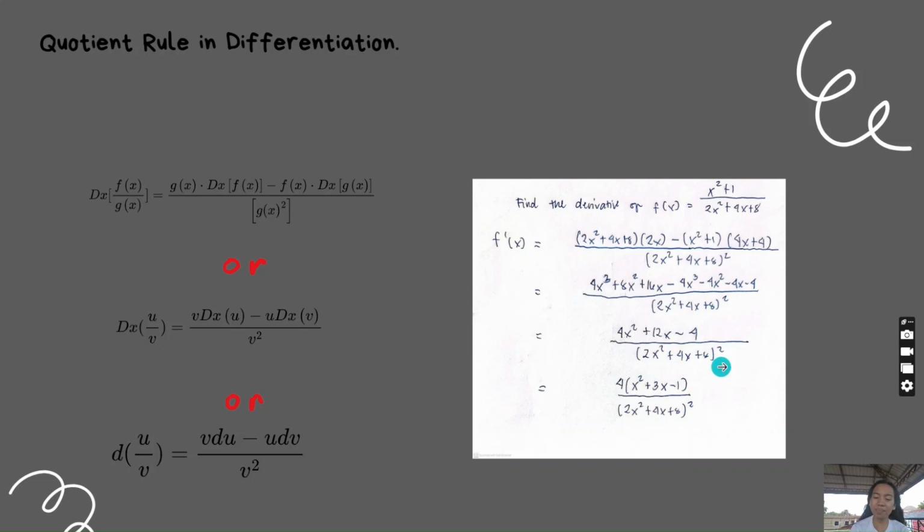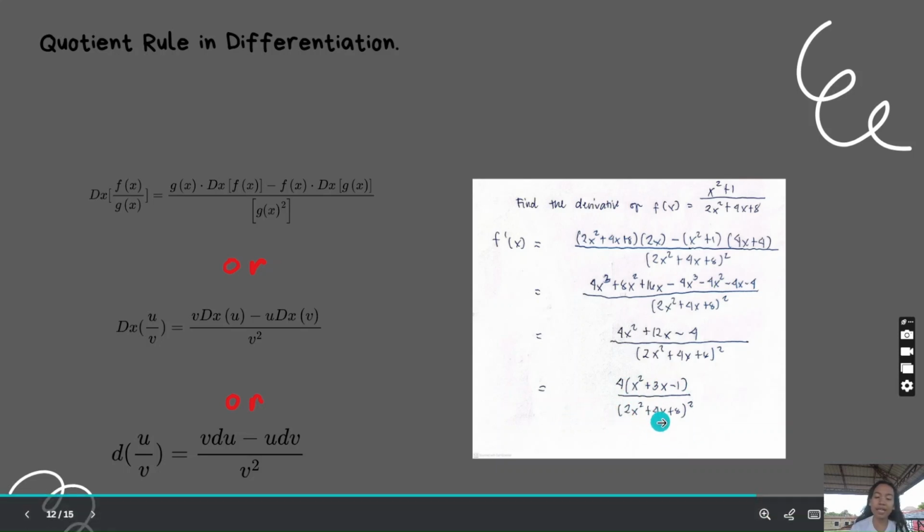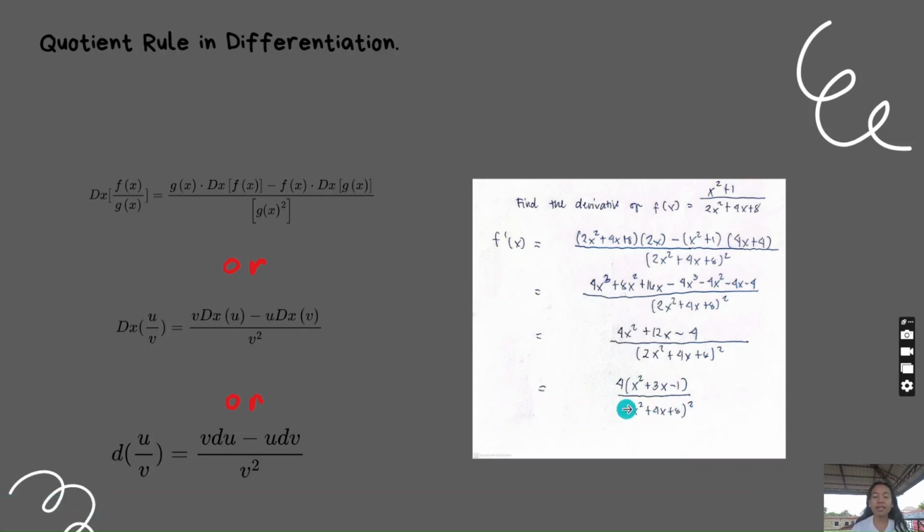I just didn't move it here because it will just be expounded more, and it doesn't have any common factor with the numerator. So since we have found a common factor from this expression, which is 4, now we can express this answer as 4 times the quantity of x squared plus 3x minus 1 all over 2x squared plus 4x plus 8 squared. So that is our answer for the derivative of the function x squared plus 1 all over 2x squared plus 4x plus 8.